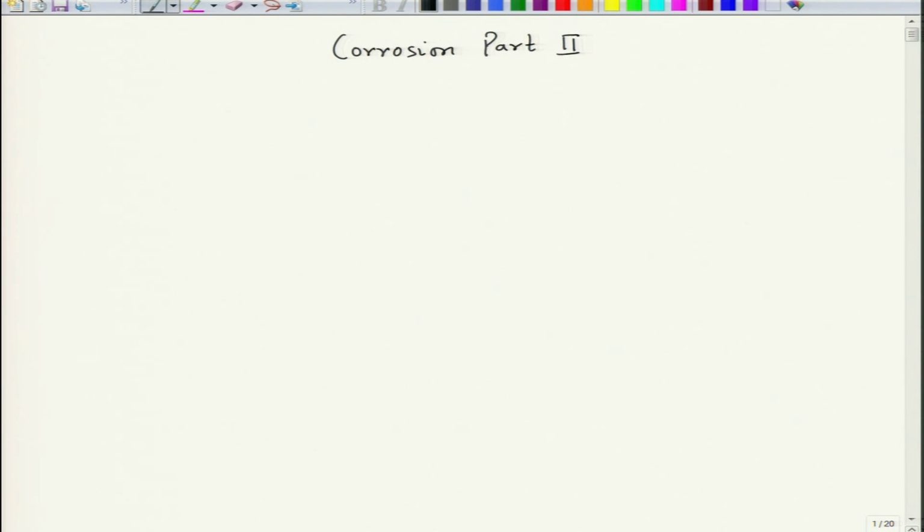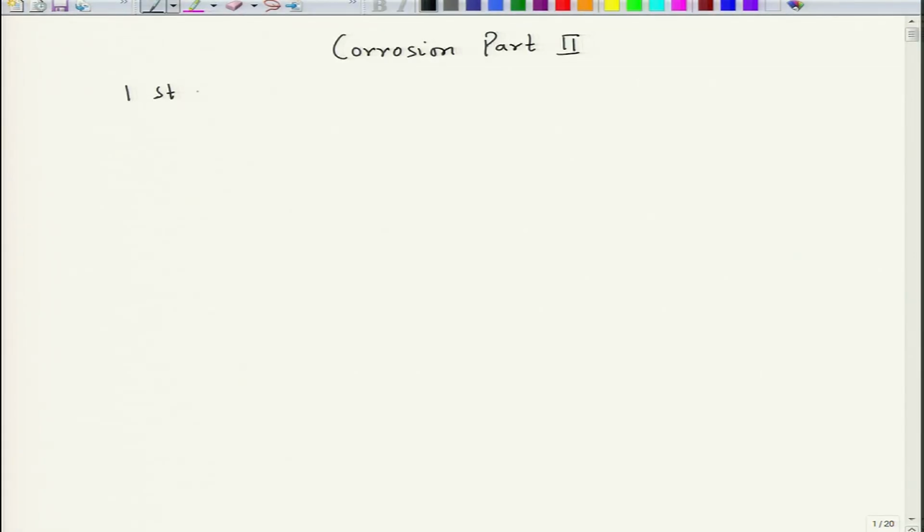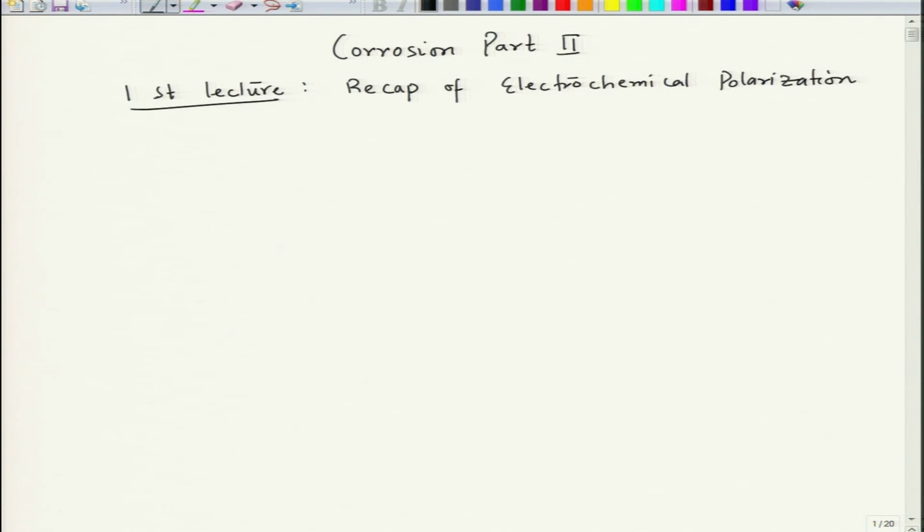And today we will just recap what we have discussed in part 1, the important aspects of electrochemical polarization, activation and concentration polarization. So, the first lecture will be on the recap of electrochemical polarization. And we have understood in the first lecture, this part 1, that there are two kinds of polarization. We will talk about activation polarization and concentration polarization.